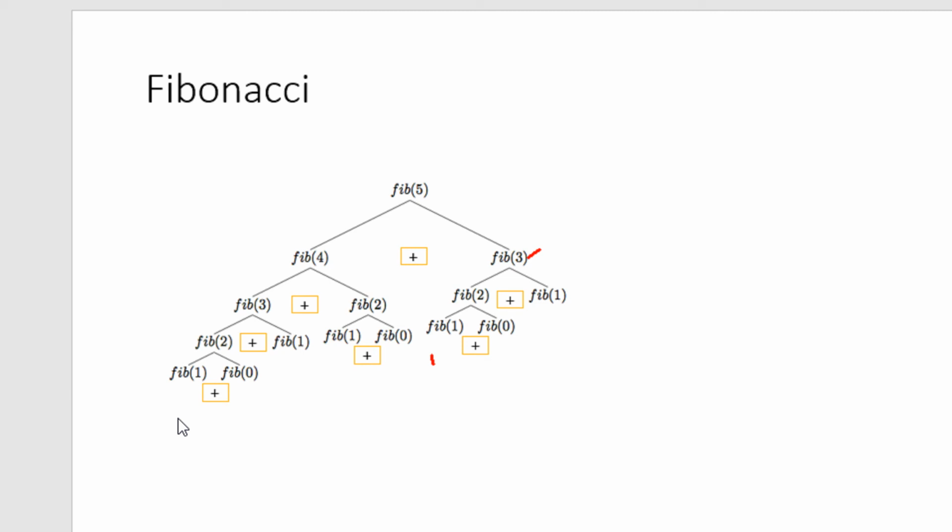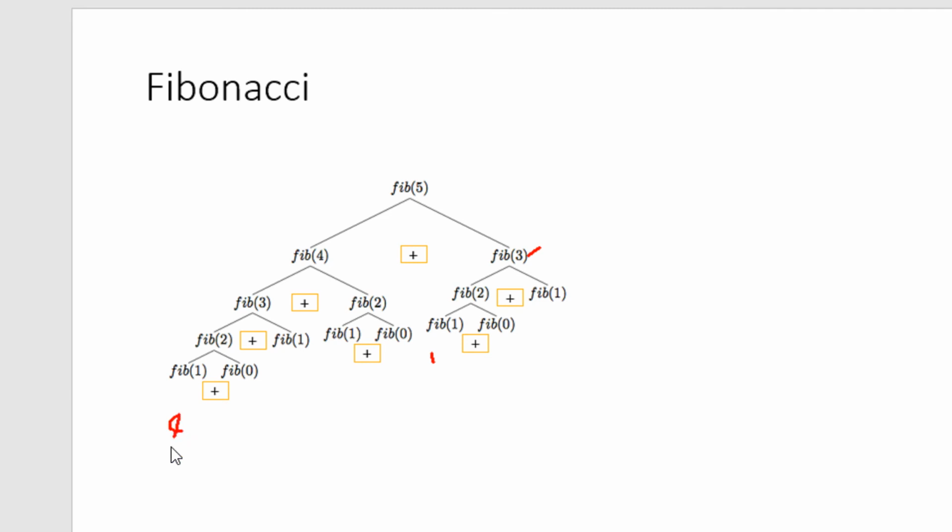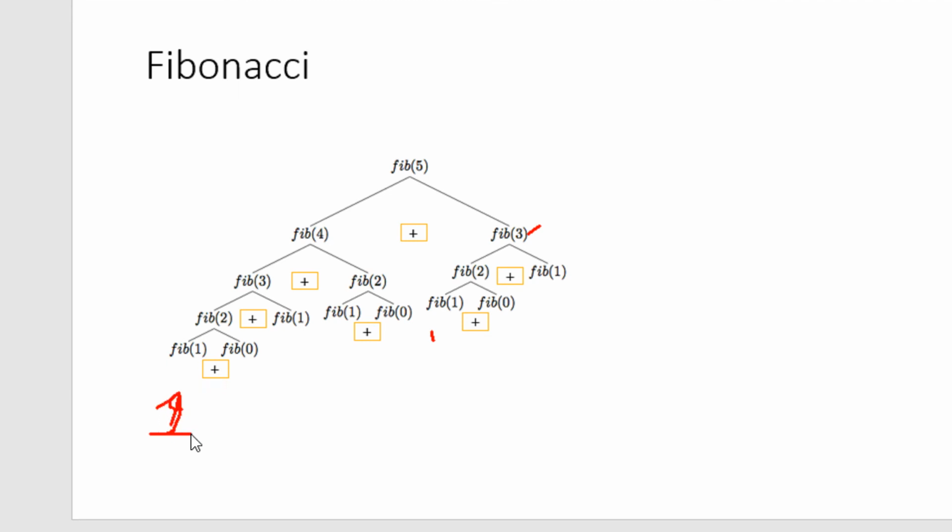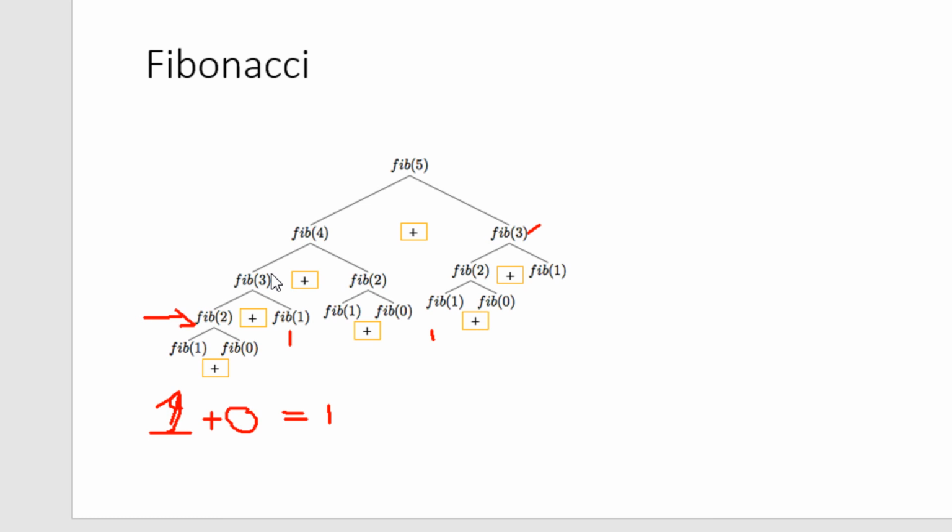Right? So we know that Fibonacci of 1 is 1 and 0 is 0. So 1 plus 0 basically gives you the output as 1, which goes into Fib2, which is nothing but Fibonacci 2. Again, 2 plus 1 is 3. So Fibonacci of 3 is 2 plus 1, 3.